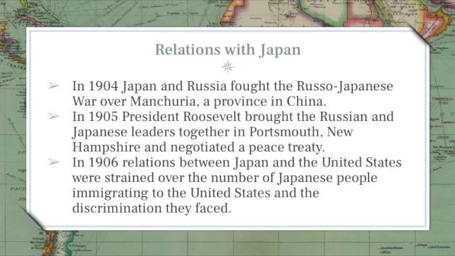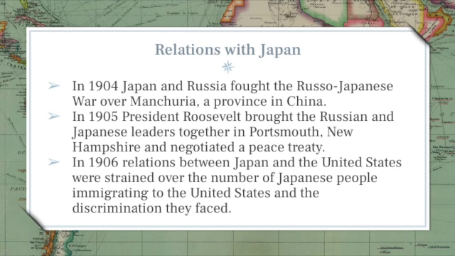So back to Japan. Japan and Russia are fighting the Russo-Japanese War over a region or a province in China known as Manchuria. In 1905, Teddy Roosevelt brings the Russian and the Japanese leader together in Portsmouth, New Hampshire, and negotiates a peace treaty called the Treaty of Portsmouth. Again, nobody asked the Chinese if they wanted Japan and Russia to be involved in Manchuria, but it gets to a point where Roosevelt's got to step in. So they do the Treaty of Portsmouth.